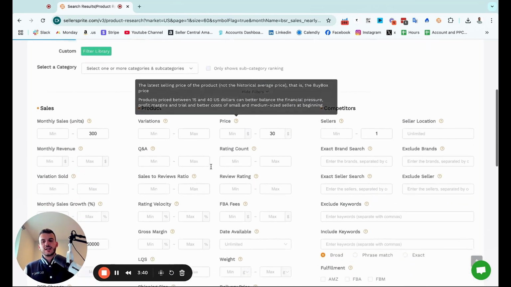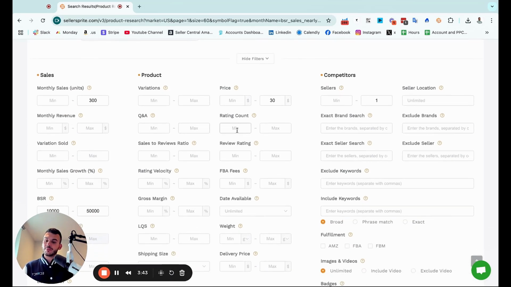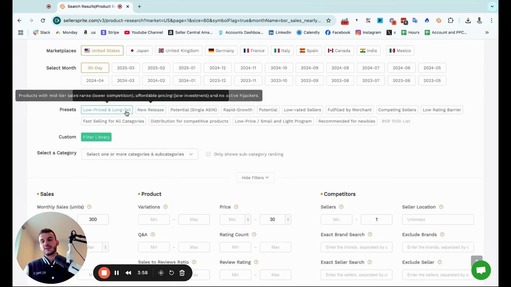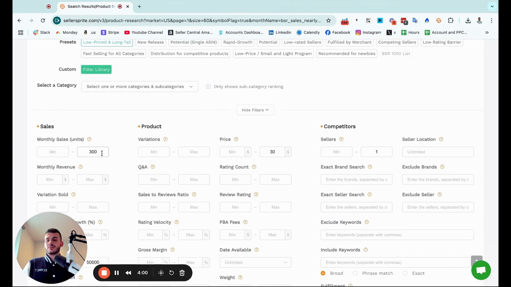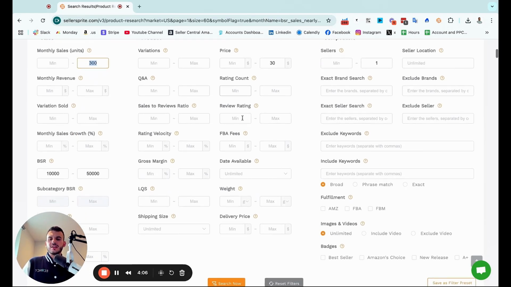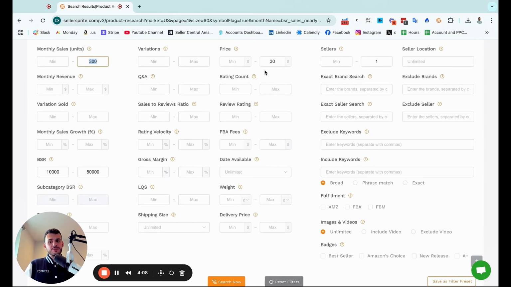And here you're going to see how it populates all the different KPIs that you can use to filter products. Usually I prefer to start with the preset and then I customize all the KPIs. As a quick example, let's say the preset for low price and long tail gives 300 sales max per month. I might be a bit more aggressive and change it to 500, 700 as an example. Or let's say for me, low price means actually under 40, right? Under 30. Things like that.